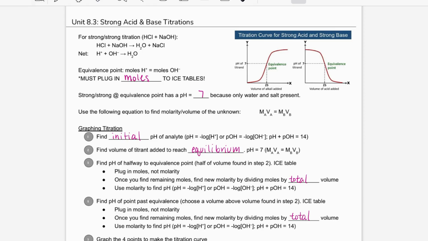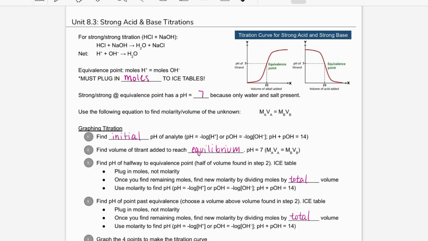When we are looking at ICE tables or dealing with the concentrations of acids and bases in a titration, we must plug in moles. What's nice about a strong titration is that at the equivalence point, we know that the pH is 7, because if the moles are equal, then the only thing we have is water, so the pH is going to be 7. The salt that's present, our NaCl, is just spectator ions, so we don't include that in the net equation.